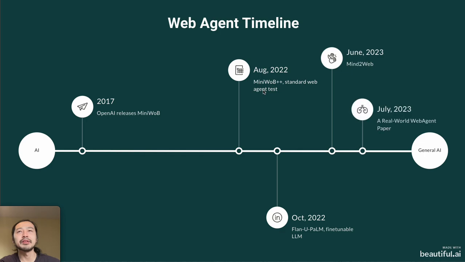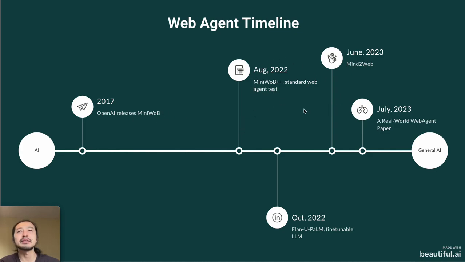So this is some of the recent timeline development for the web agent. OpenAI released a simulation environment for websites called MiniWoB, and that is for AI researchers to build autonomous agents to interact with real-world websites.